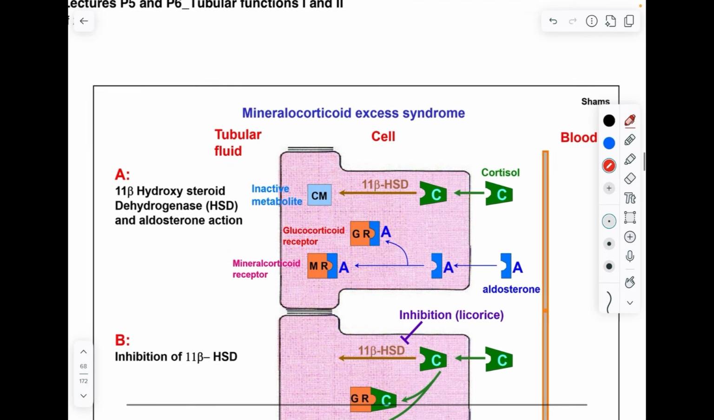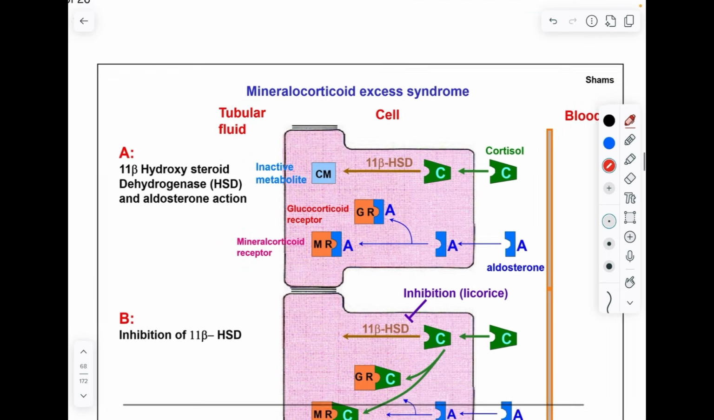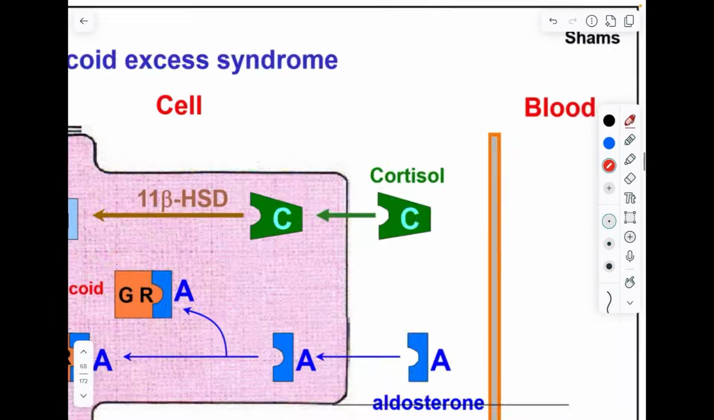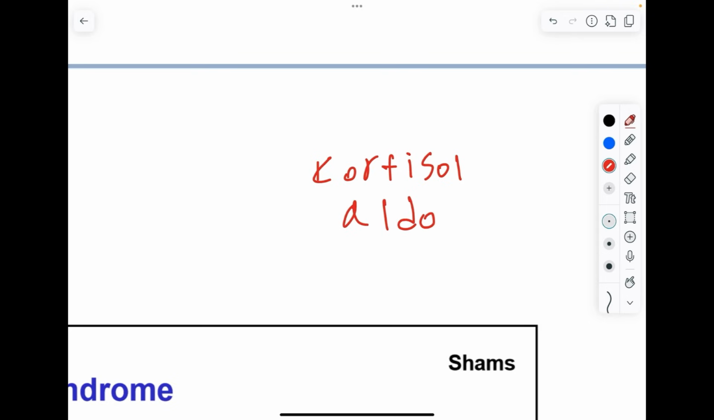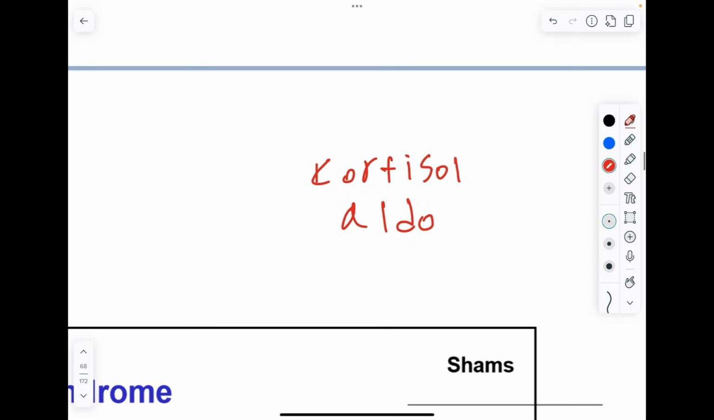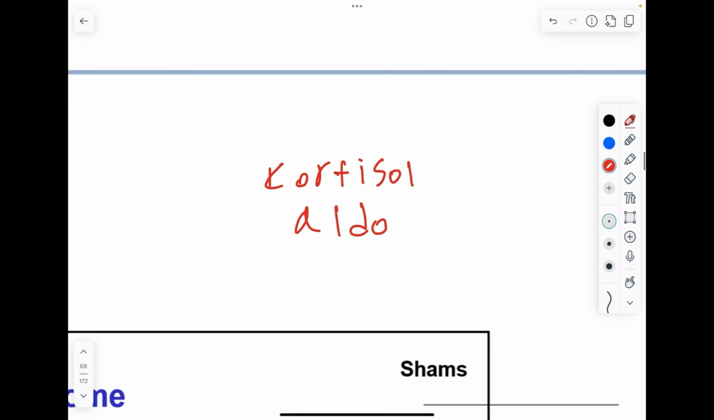Okay, it's hard to read, but you can read it yourself. But what do we need to know here? Well, we have cortisol and aldosterone. I'll call it aldo for short. Aldosterone is less in quantity, so let's say we have 2 aldosterones. And cortisol is more in quantity, so let's say we have 10 cortisols.